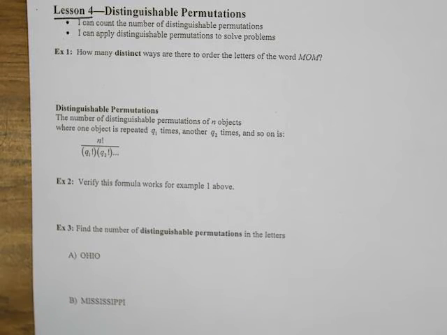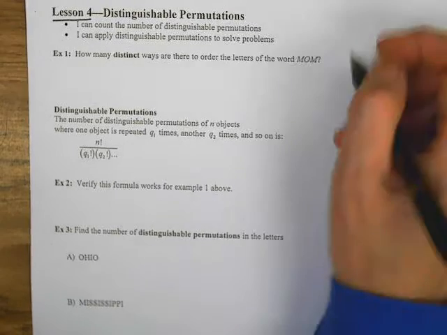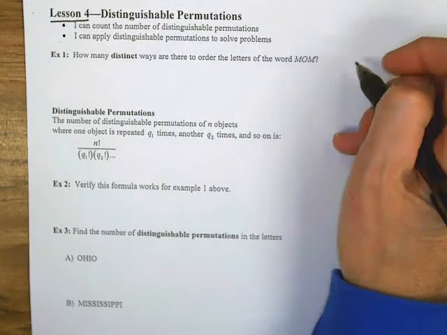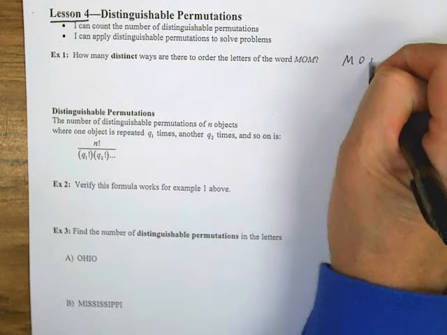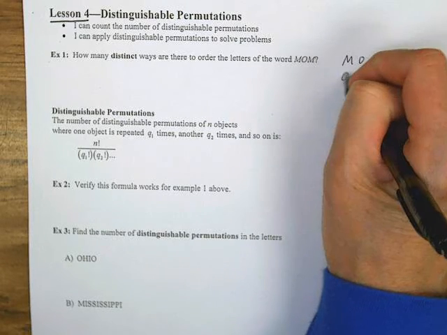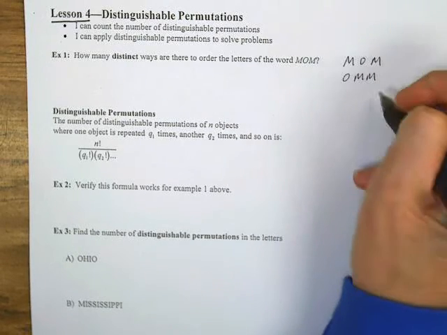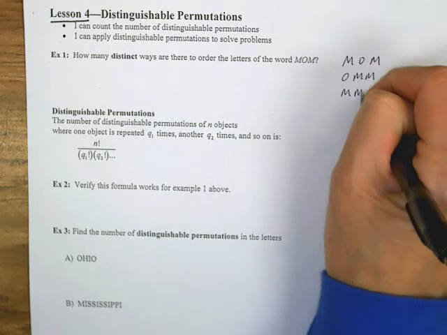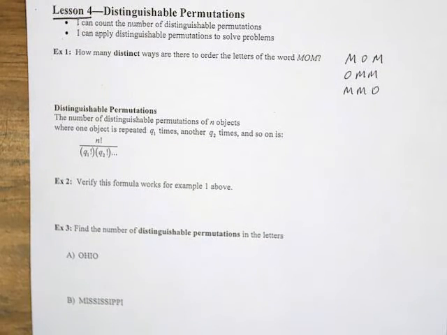If you remember, in lesson number 3, we looked at the number of different permutations for the letters A, B, and C. All right, so let's try that again. It says, how many distinct ways are there to order the letters of the word mom? So I have M-O-M, just like it's written. I could have O-M-M, and I believe I could have M-M-O, but I don't think I can come up with any more.